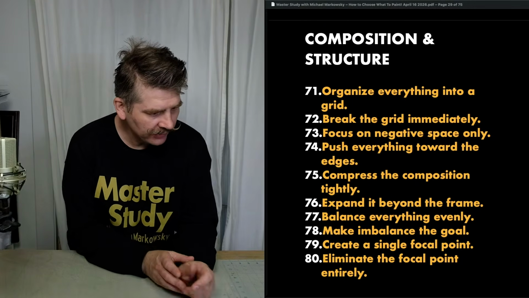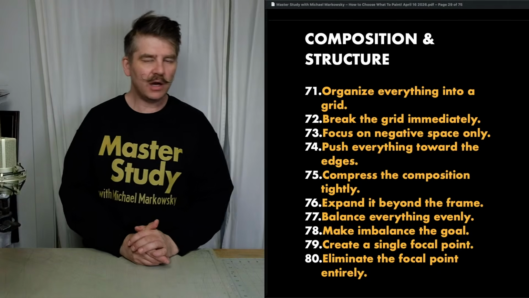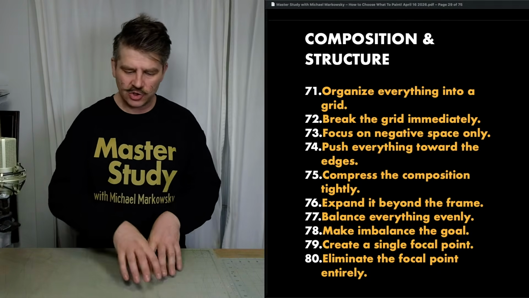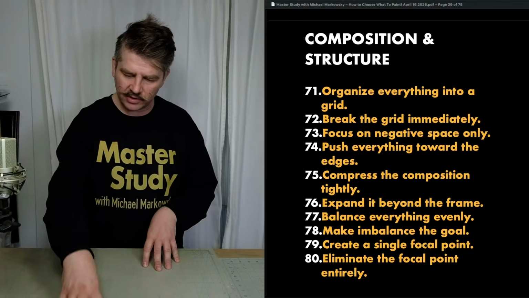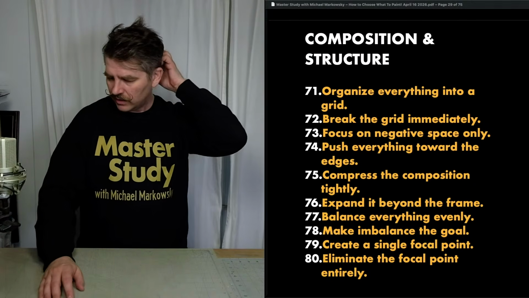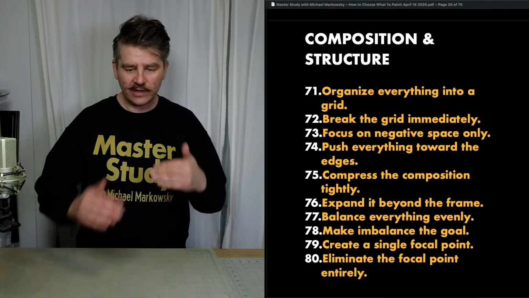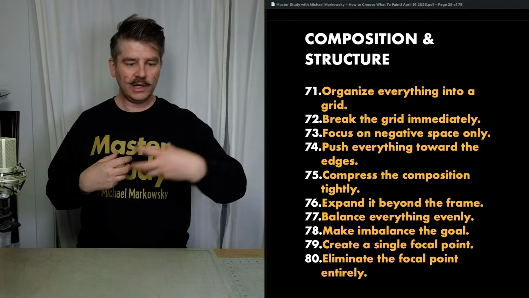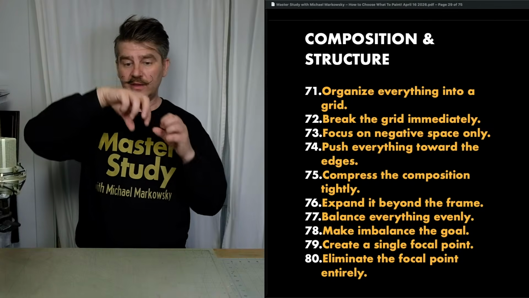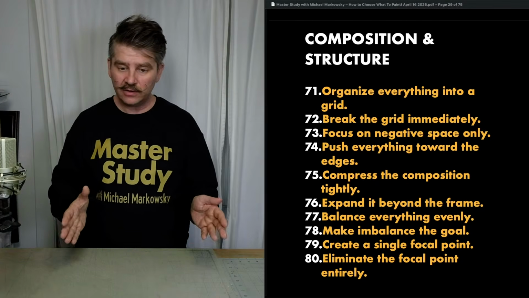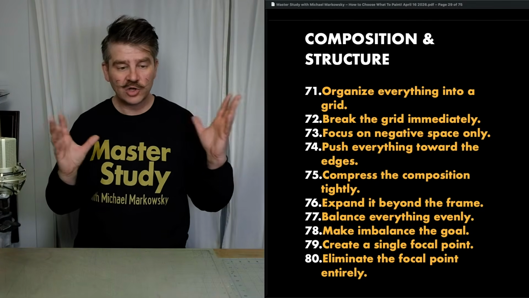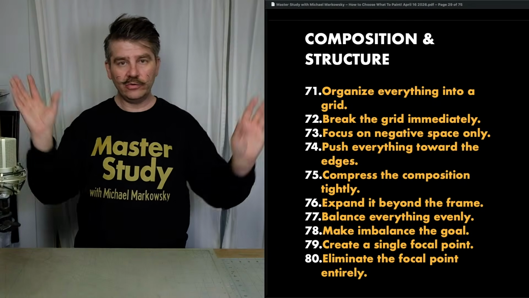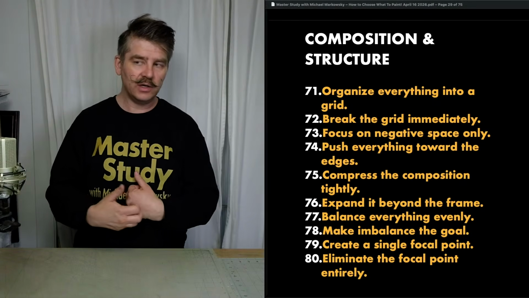Number 76 is expand beyond the frame. So remember I was talking about the dog and that collage and the head coming off the image. So instead of trying to fit everything on the canvas, what if things start coming off the canvas and the canvas is no longer rectangular or square or circular shaped, but it has got all sorts of strangeness going on.